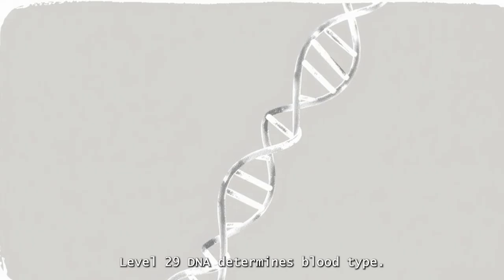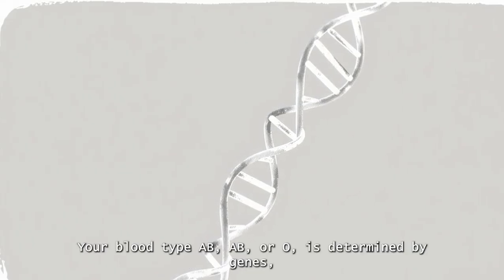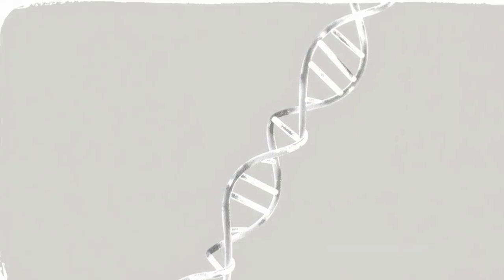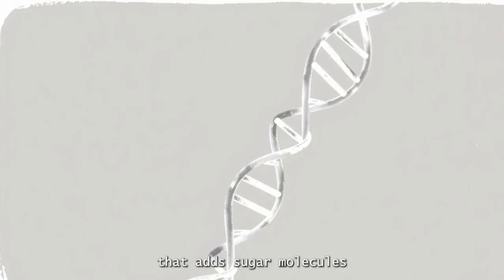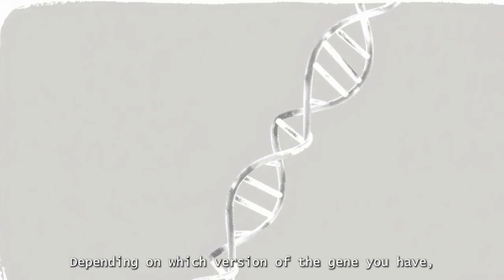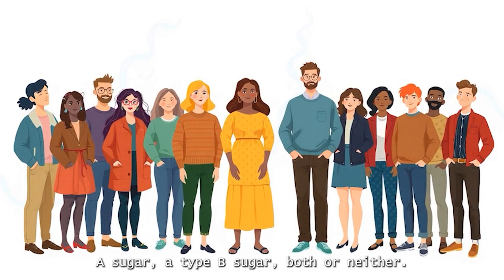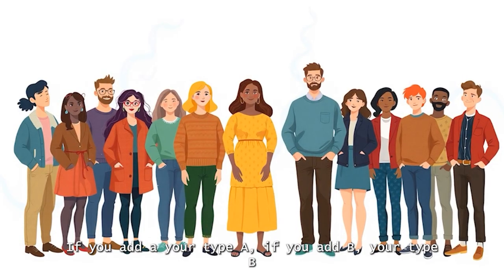Level 29. DNA determines blood type. Your blood type, A, B, AB, or O, is determined by genes, specifically by a gene that codes for an enzyme that adds sugar molecules to the surface of red blood cells. Depending on which version of the gene you have, you add a type A sugar, a type B sugar, both, or neither. If you add A, you're type A.